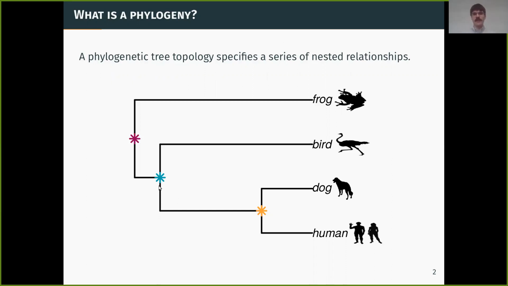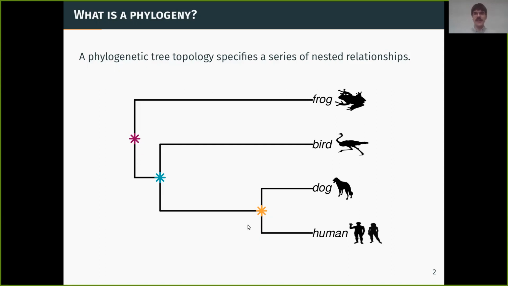If we compare teal to purple, we see that humans, birds, and dogs are all more closely related to each other than they are to frogs. So a tree contains many such nested relationships. And more tips in the tree, more species, more relationships. So it's this big sort of combinatorial object. I'm going to use the words tree and topology basically interchangeably today, though that's not always a great idea in the literature. And note that there's also a time component here, right?